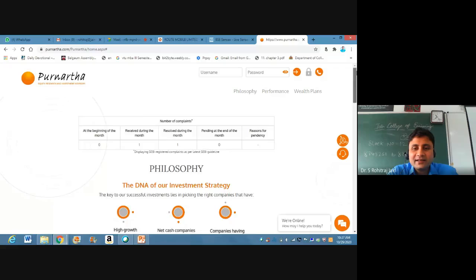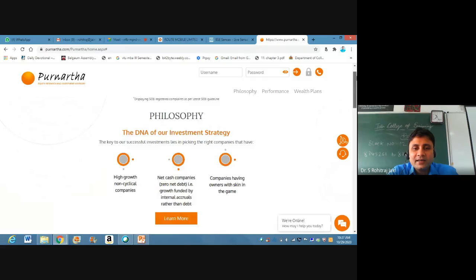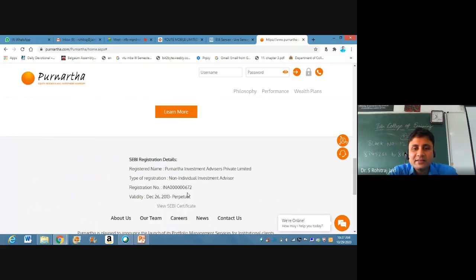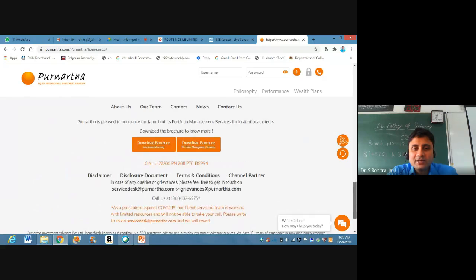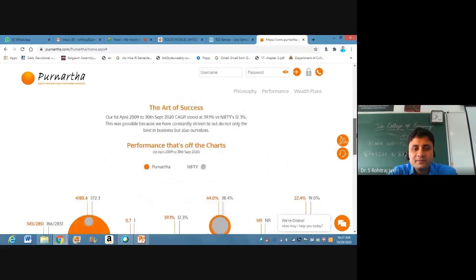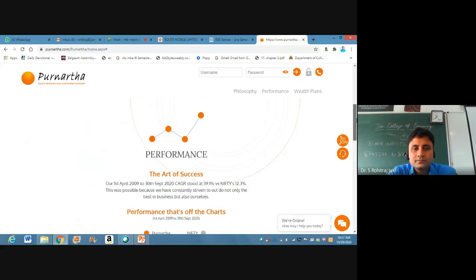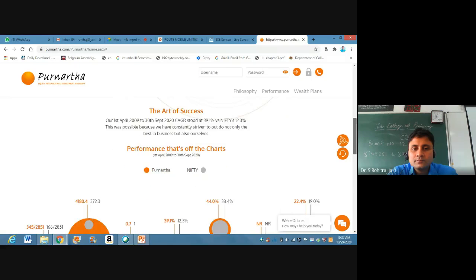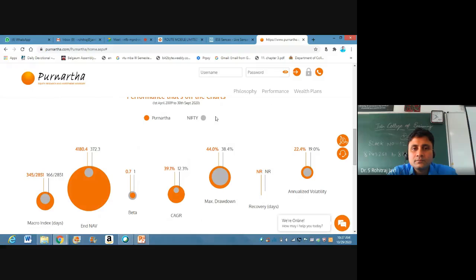You can see the returns. You will be shocked to see the returns now. Their performance. It's a SEBI registered firm, right? So you can see here, it's a SEBI registered firm. Now let me show their performance, how they have delivered the returns. Okay. See, whenever you are studying, you need to compare with the benchmark. So this is Purnartha's return and this is Nifty return.